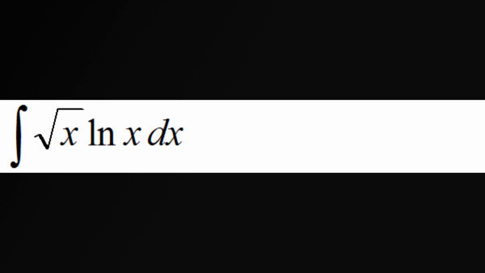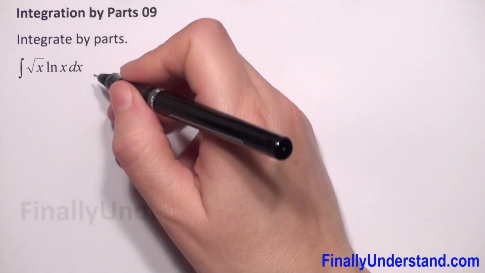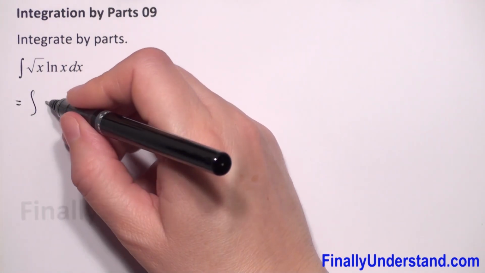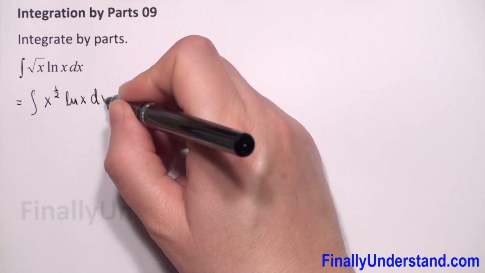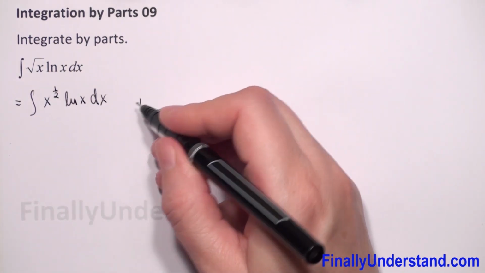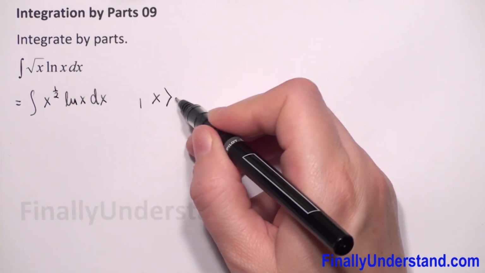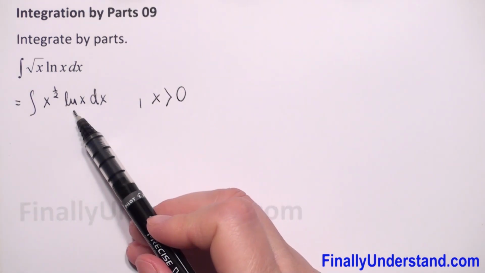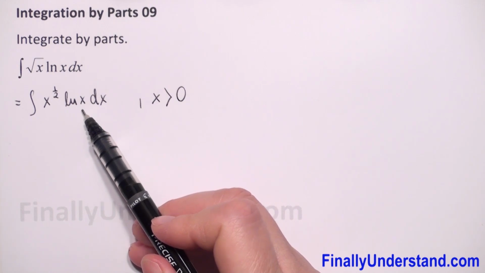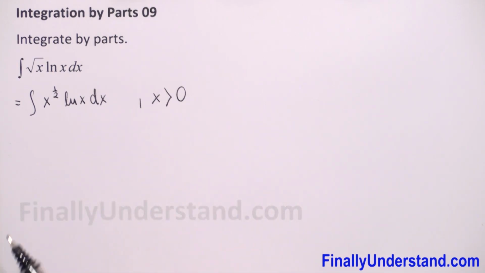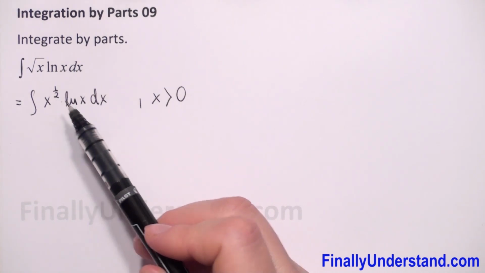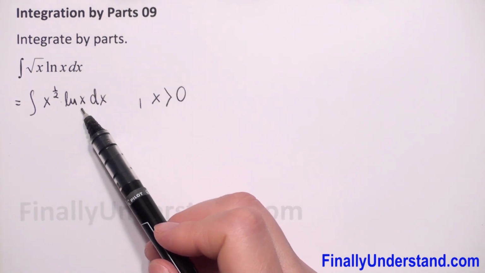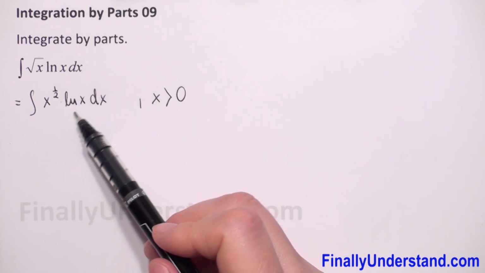First I will rewrite our integral, and I will change the square root to power form. So this is equal to the integral of x to the power 1/2 natural logarithm of x with respect to x. Of course, x must be greater than 0 because we calculate logarithm only for positive values. We have multiplication here, and when I take the derivative of natural logarithm of x, I will have 1 over x, so I will reduce our natural logarithm here.